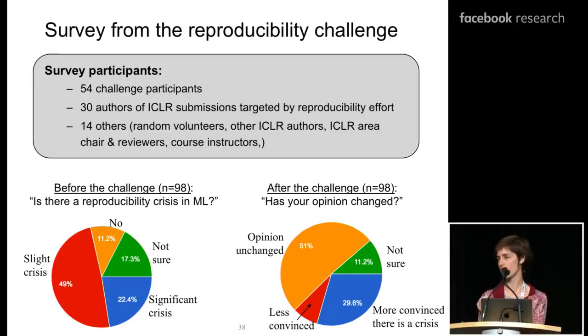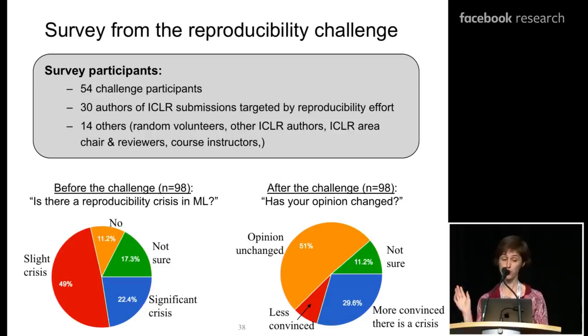In the survey alone, I had 54 respondents who were challenge participants, 30 who were authors of ICLR submissions, and 14 others who were random volunteers. The challenge was open to anyone who wanted to sign up. It wasn't restricted to people taking these classes.